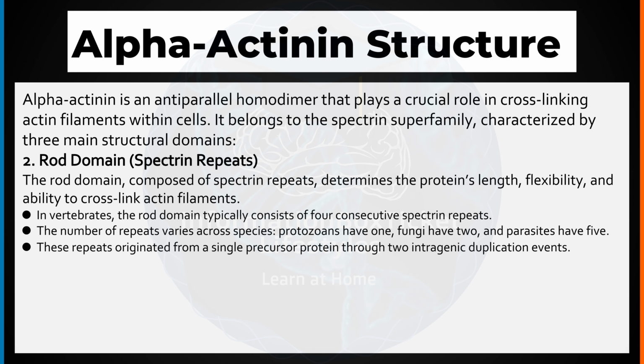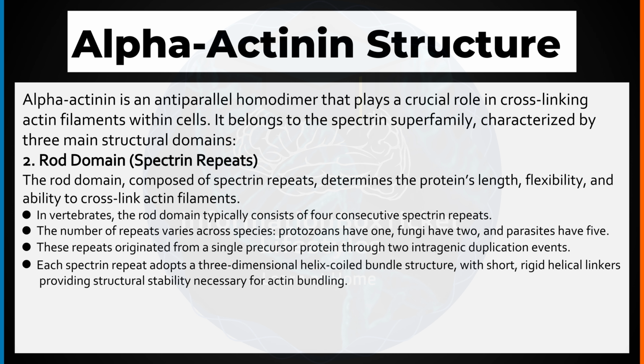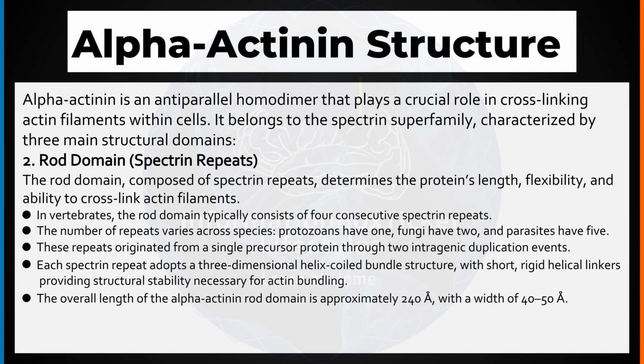These repeats originated from a single precursor protein through 2 intragenic duplication events. Each spectrin repeat adopts a 3-dimensional helix-coiled bundle structure with short, rigid helical linkers, providing structural stability necessary for actin bundling. The overall length of the alpha-actinin rod domain is approximately 240 angstrom, with a width of 40 to 50 angstrom.